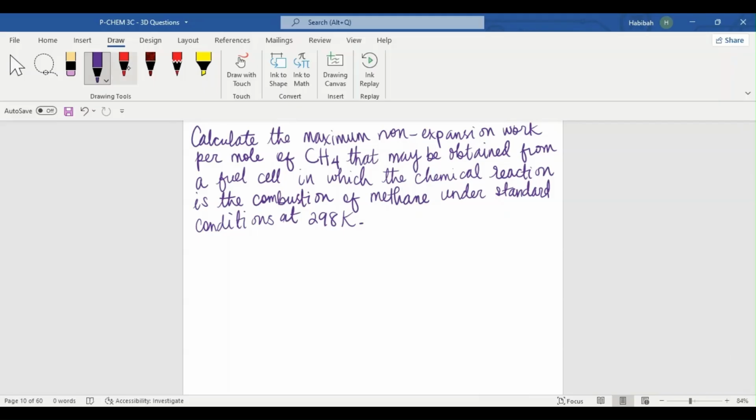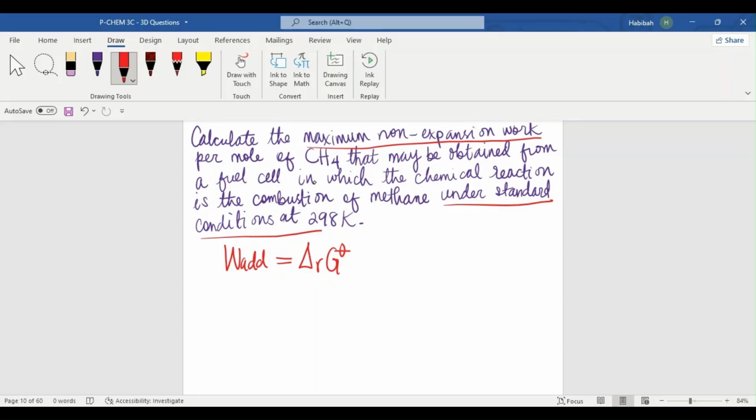It's very important for you to know that whenever you're asked to find the maximum non-expansion work, and you also hear under standard conditions, know that the work you're talking about is simply equal to the Gibbs energy of reaction. So that is basically what you're supposed to use. You're going to use your knowledge of the Gibbs energy of reaction to solve this question. This is how it works. All of this information that they're telling you is just there to jumble things up.